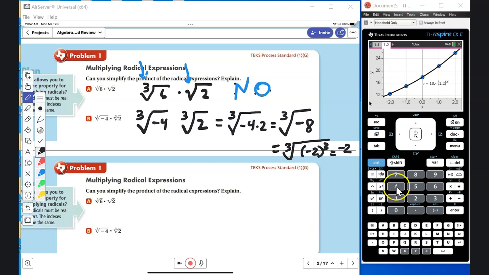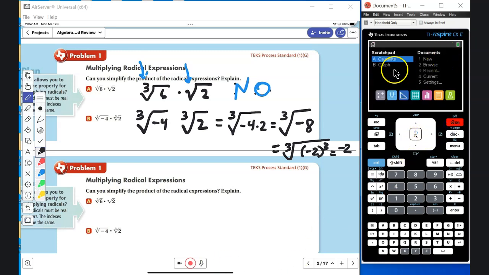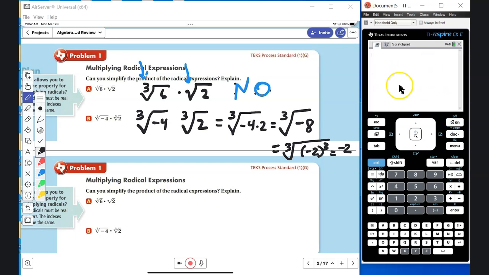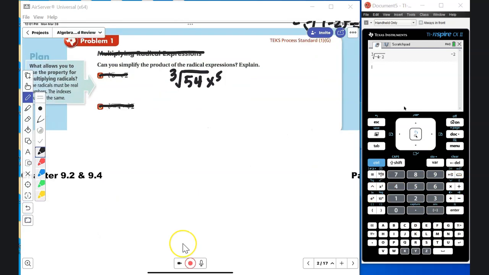So if you want to check in the calculator, we're going to go to Calculate, New, and we're going to type in the cube root. So you write cube root, and then we know that it's going to be the product of -4 times 2, and this is what you get: -2. This is actually problem 2.